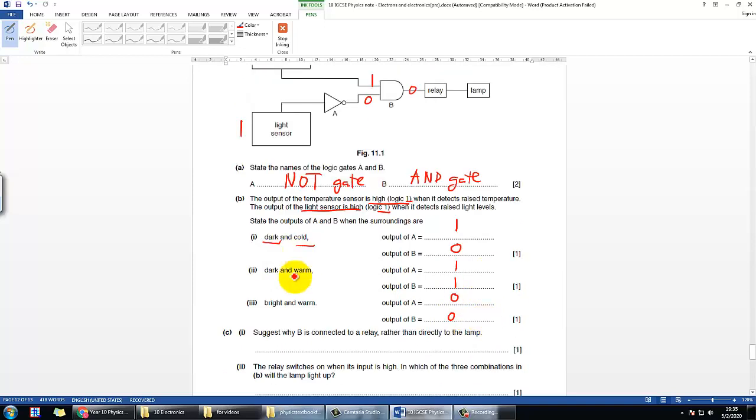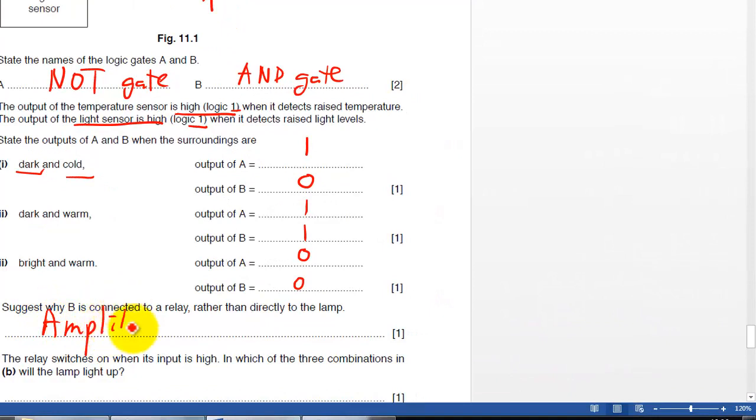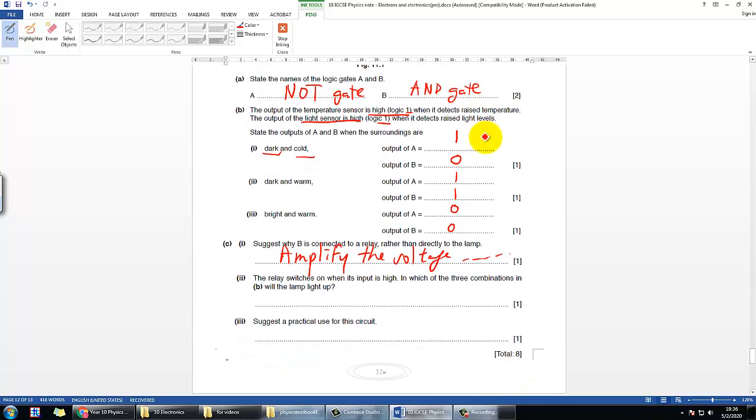Okay. Suggest why this logic gate is connected to a relay rather than directly to the lamp. So that's basically asking you the purpose of using a relay. As I said, you may say the voltage may not be high enough, and therefore we need to amplify the voltage. So the keyword is amplify the voltage so that you can switch on the lamp. All right, you can fill in the rest. So maybe the input voltage here is rather low, but then using the relay, you can switch on the lamp with a higher voltage, as how it normally operates.